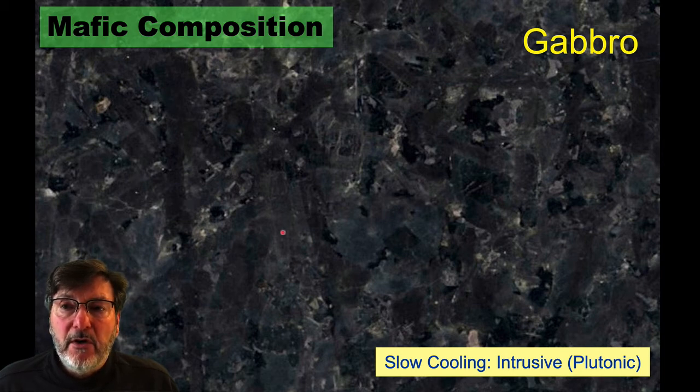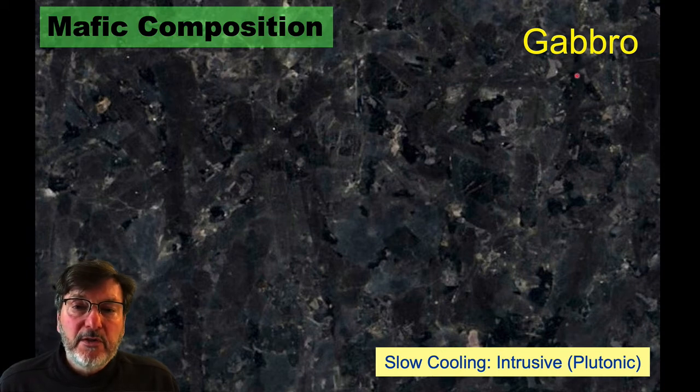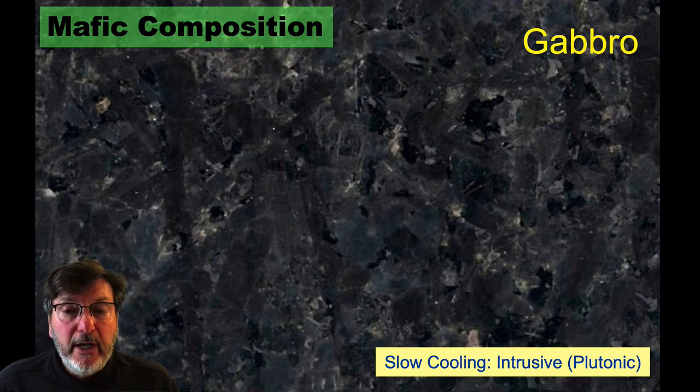And if you saw this as a polished slab or polished stone at a store like Home Depot, they would call this black granite, but its actual name is gabbro. So its true name is gabbro. It's a very different rock than granite. It has no quartz in it. It's all made of plagioclase feldspar.